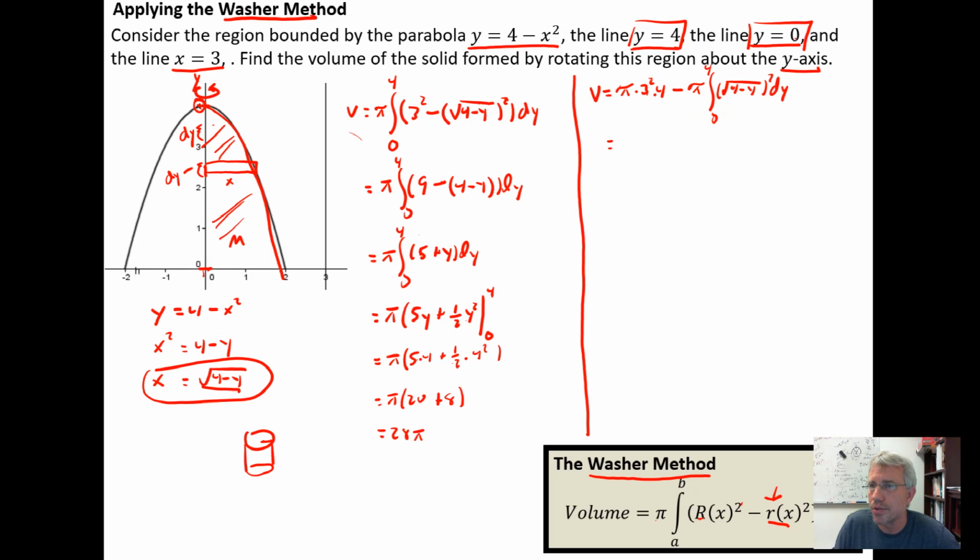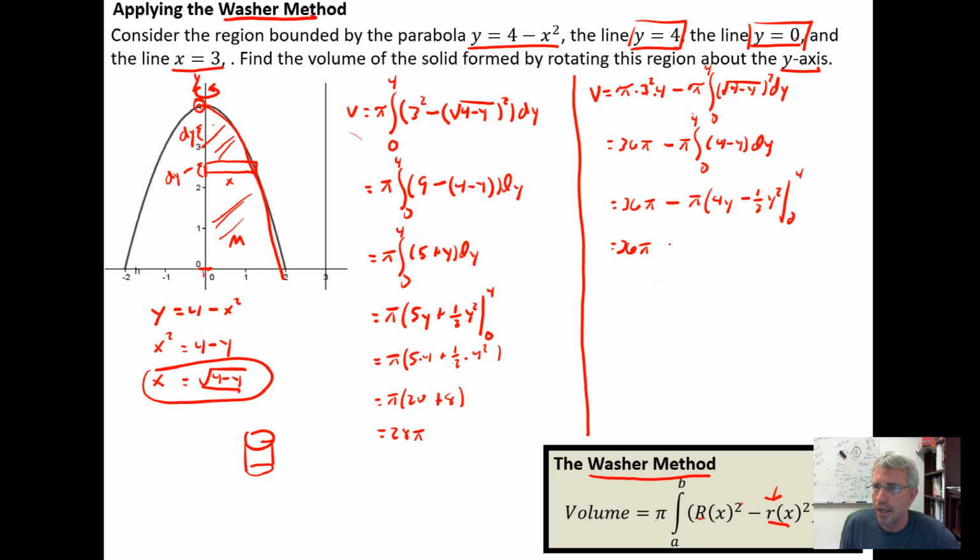We get 3 squared is 9 times 4 is 36 pi from geometry, minus pi times the integral from 0 to 4. We square the square root, and we just get a 4 minus y sitting in there, dy. It's already ready to integrate without any simplifying that we had to do here. So it's going to be minus pi times the integral of 4 with respect to y, which gives 4y, minus the integral of y dy, which gives 1/2 y squared, and this is going to run from 0 to 4.